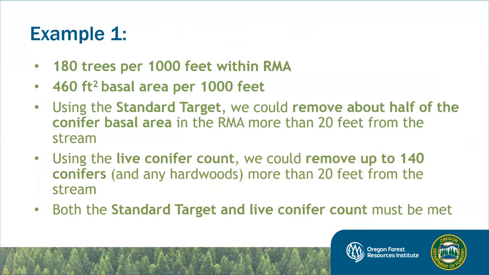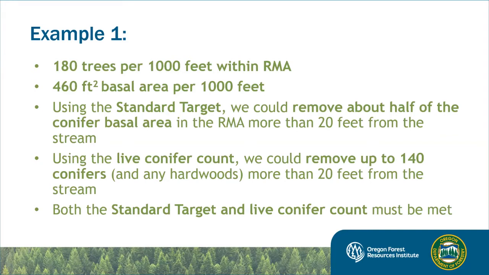So in our example, we had 180 trees per 1,000 feet and 460 square feet of basal area per 1,000 feet. Using the standard target, we could remove about half the conifer basal area further than 20 feet from the stream. And for the live conifer count, we could remove up to 140 conifers and any hardwoods more than 20 feet from the stream. The trees within 20 feet do count towards the standard target and live conifer count, but you do need to meet both the standard target and live conifer count to harvest trees.